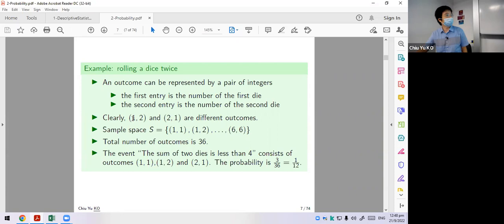So the sample space here has 1, 1, 1, 2, up to 6, 6. You will see there will be 36 outcomes. Why 36? Because you can list them in a table form, a 2-dimensional table with rows and columns. You have 6 rows and 6 columns, so we have 36.